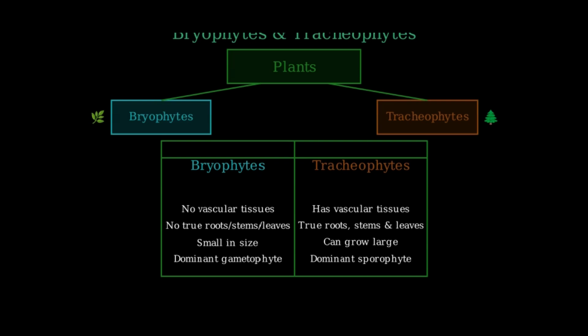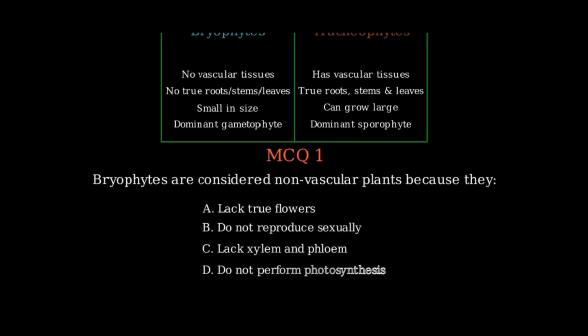Now, let's go through some important multiple choice questions that are likely to come up in your MDCAT exam. Let's start with our first MCQ. Bryophytes are considered non-vascular plants because they: option A, lack true flowers; option B, do not reproduce sexually; option C, lack xylem and phloem; option D, do not perform photosynthesis.